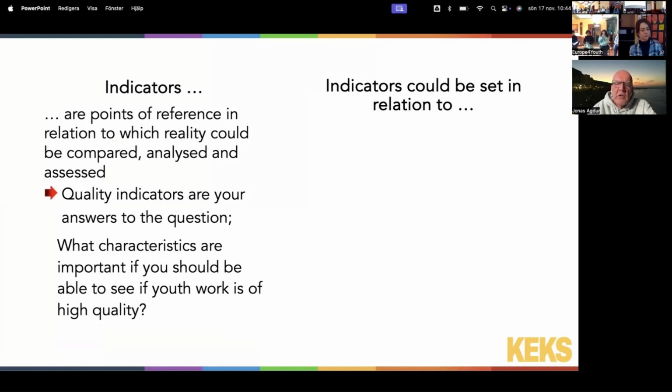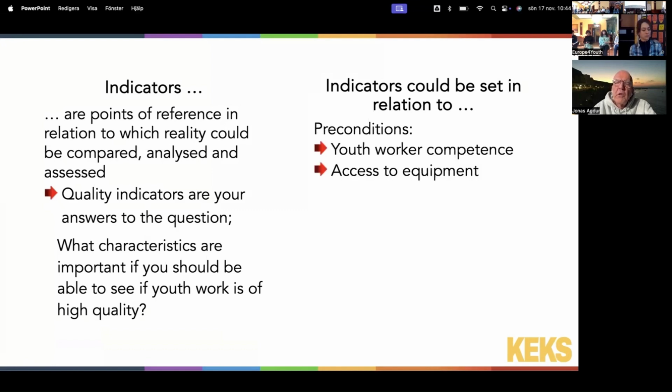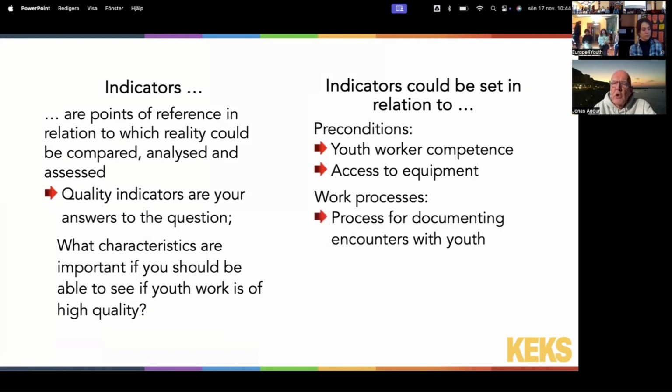Indicators could be set in relation to preconditions, for example, youth worker competence, access to equipment. It could be set in relation to work processes, for example, processes for documenting encounters with youth, or how to put on the coffee machine. I mean, that's also a work process.